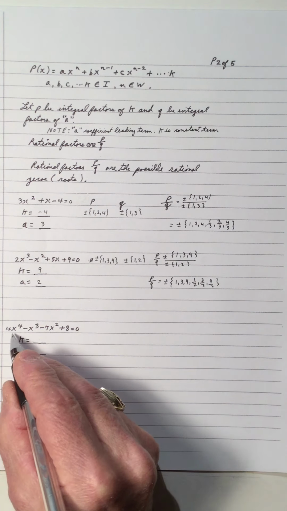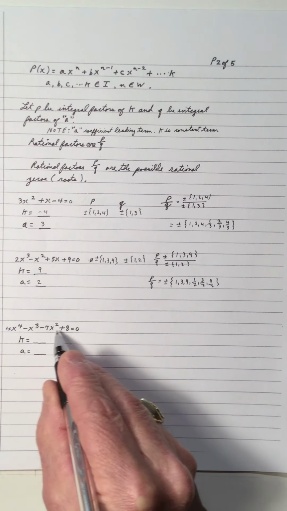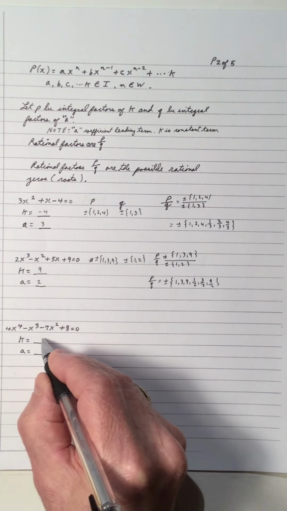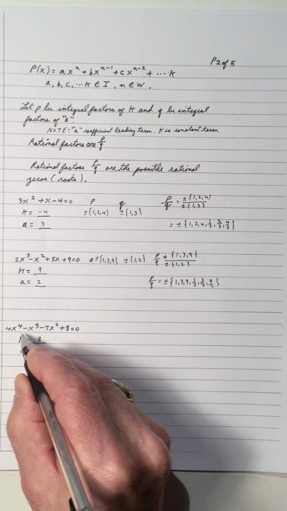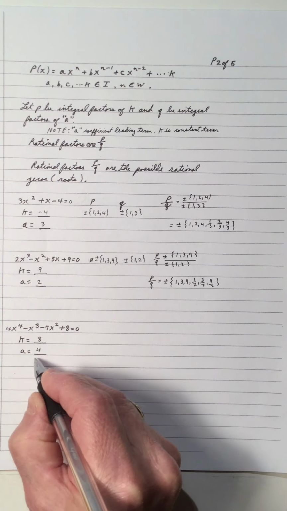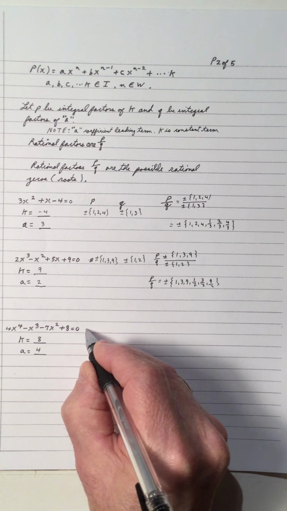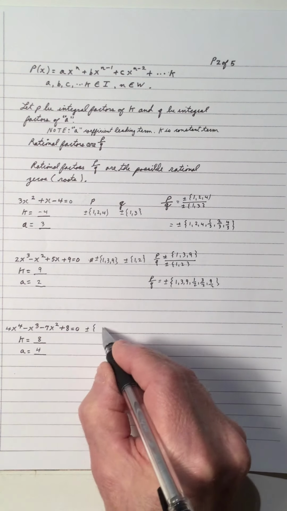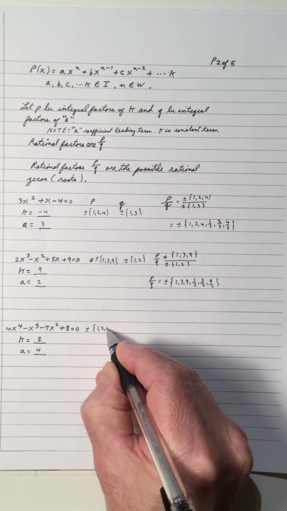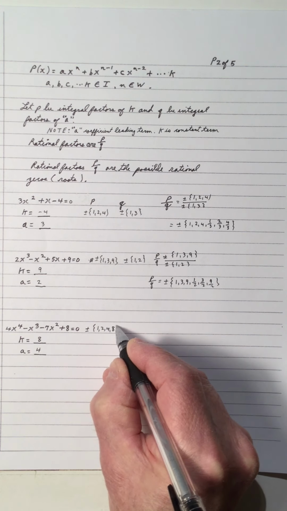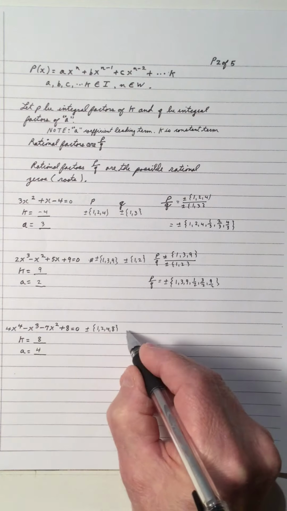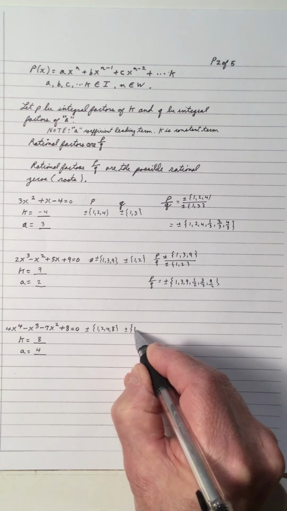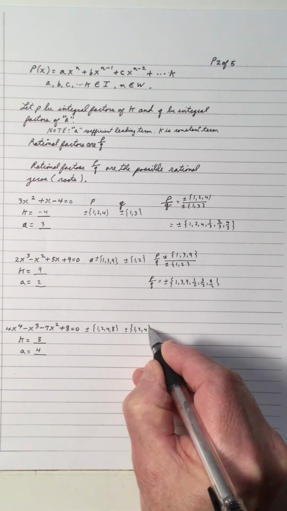Notice we have one term missing here, but that doesn't make any difference. The constant term k is 8, and the leading term a is 4. So the factors of p are plus minus the factors of k, which are 1, 2, 4, and 8. The factors of a, which is 4, are 1, 2, and 4.